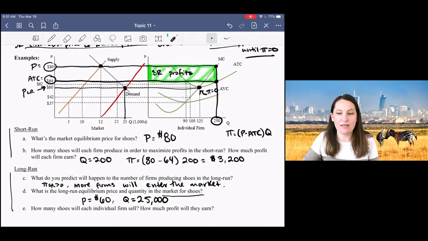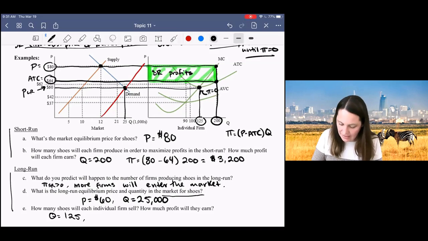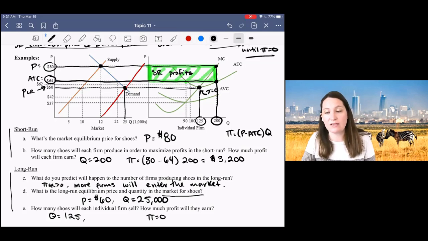Last question is meant to be simple, okay? Not trick, simple. So how many shoes will each individual firm sell? 125 at the profit equals 0 point. And how much profit will they earn? 0, right? In the long run, profit is always equal to 0.